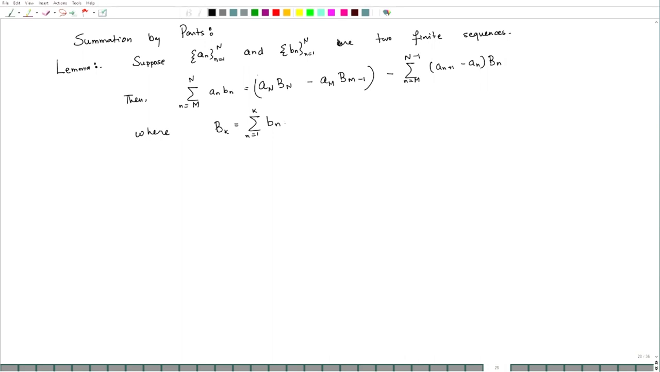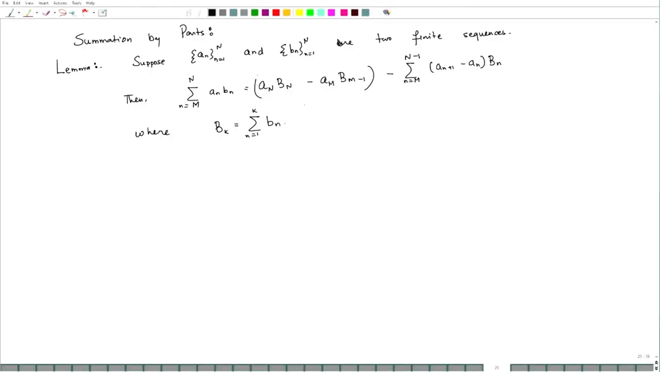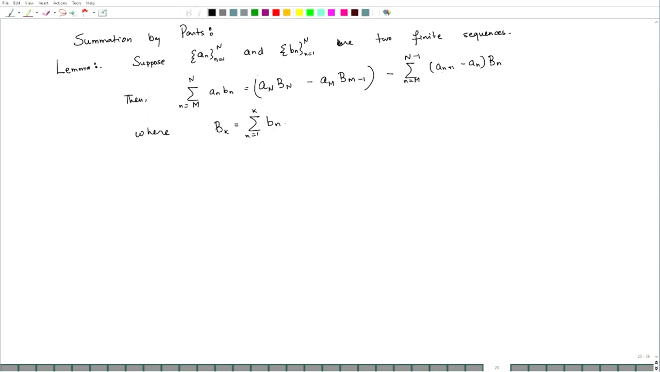See the similarity with integration by parts. What do you do in integration by parts? You take the function, multiply it with the integral, and take the values at the end points. Now the integral is going to be replaced by a sum. So this is the boundary term at the end points, and then you are integrating with the derivative and the integral of the function g. Now the derivative here is going to be replaced by the difference. This is why it is called summation by parts.